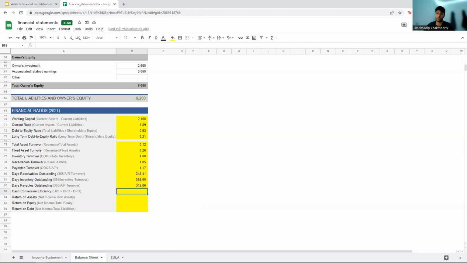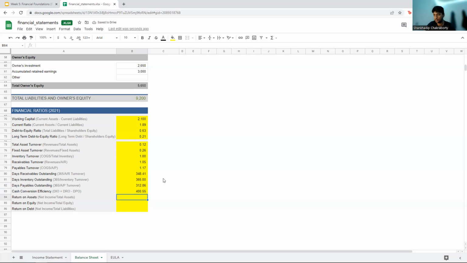Cash conversion efficiency or cash conversion cycle. Remember, this is DIO plus DRO minus DPO, as we said in the slides. You want your DIO and DRO to be low, and you want your DPO to be high. Clearly didn't happen here. DIO and DRO are actually pretty high here. DPO is actually also pretty high, but they all cancel each other out. So it's going to be a pretty mid-range number here. So we're going to do DRO plus DIO minus DPO. That's the cash conversion cycle.